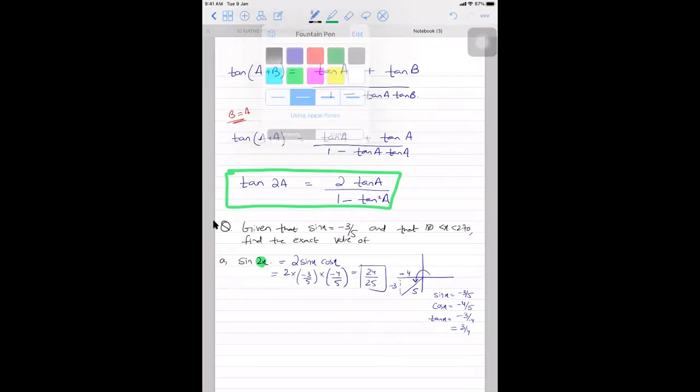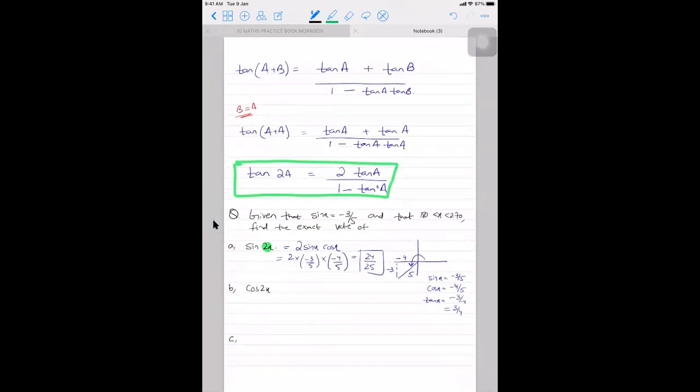Yes. Okay, now I want you to solve these for me. Cos 2x, and then we are going to solve tan x upon 2.